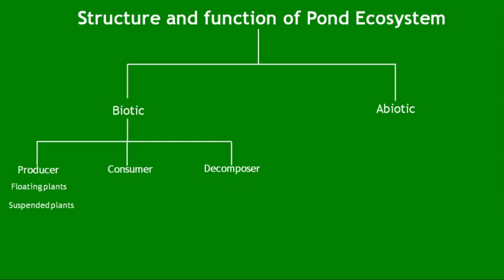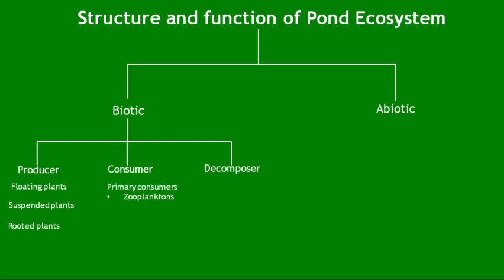Then we have suspended plants also. Those plants which will be having some aerial portion exposed to air and some portion immersed inside the water. So these plants are known as suspended plants. Then we have rooted plants, meaning those plants which are rooted at the bottom of the pond. So the producers will be of three categories: floating plants, suspended plants, and rooted plants.